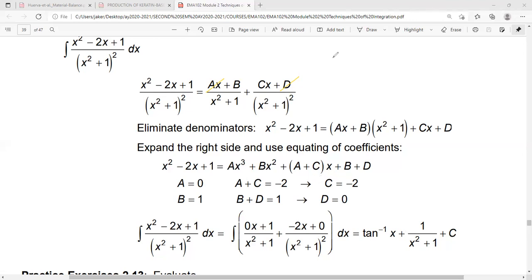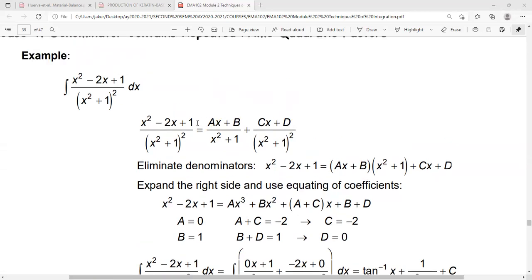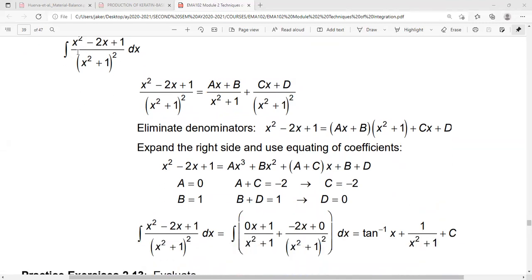What makes this example not cumbersome as the last example I've shown you? Because we have a standalone factor that is being repeated. It's not in combination with the other types of factors like the linear or like the repeated linear. So it is simpler in this case. So I have chosen that particular example, the last one I gave you in the slide.